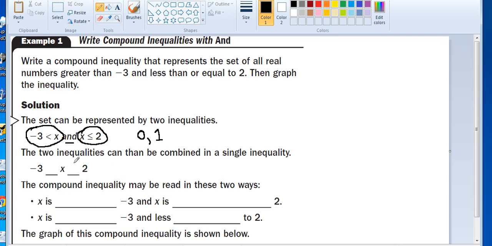Now a faster way to write this is leave the x in the middle and have x greater than -3 and also x is less than or equal to 2. This is saying the same exact thing. It's also saying and here. So this implies that you're saying and.